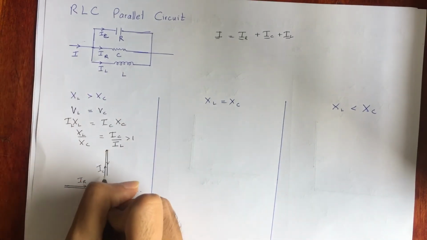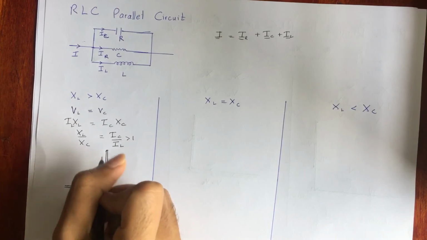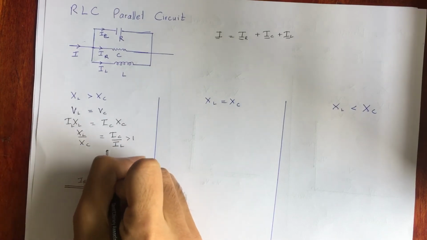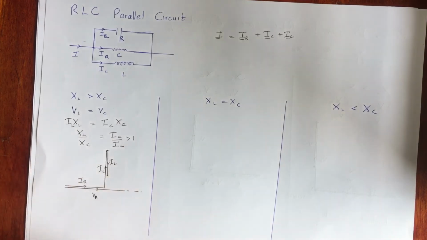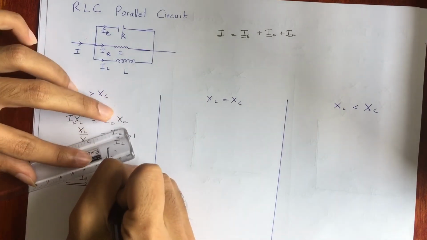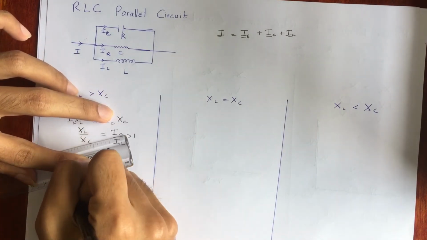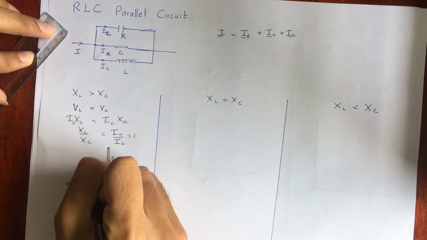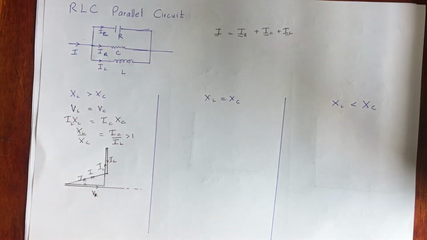However, we knew that IC is going to be greater than IL, so we can directly tell it's going to be like this. From that we can directly tell the resultant current I would be in this direction. So the next main thing you need to ask is whether this circuit is going to have a capacitive characteristic or an inductive characteristic.